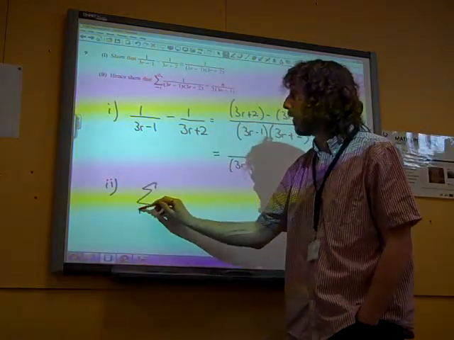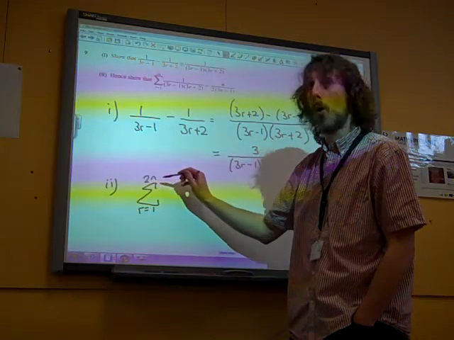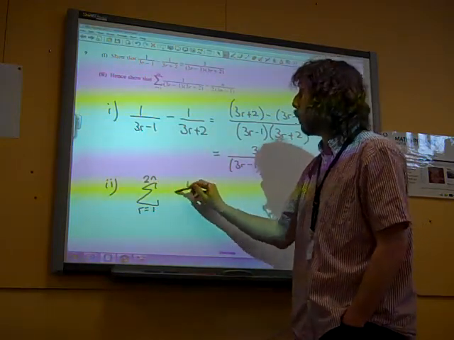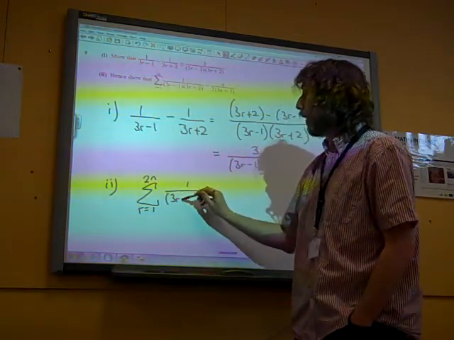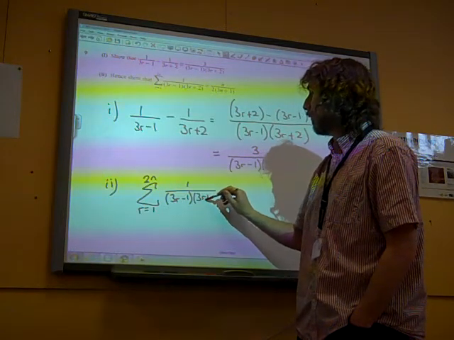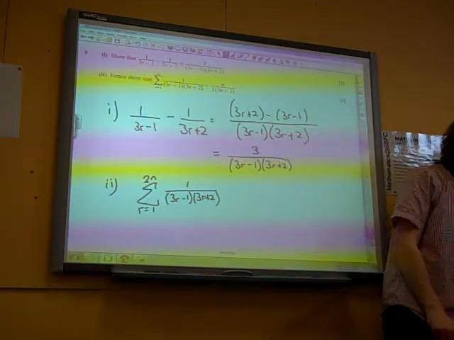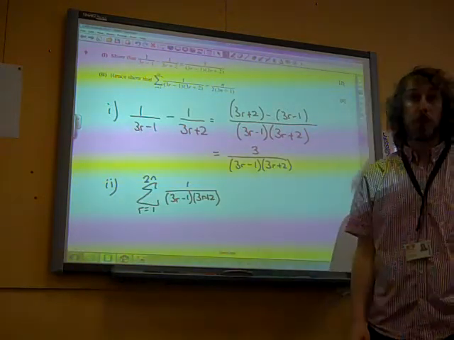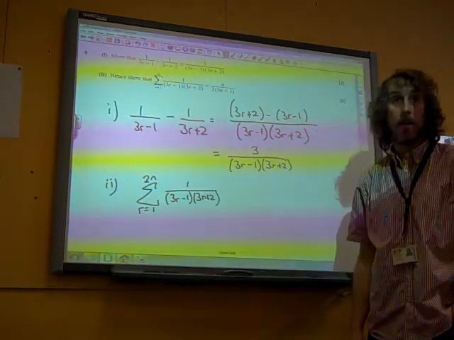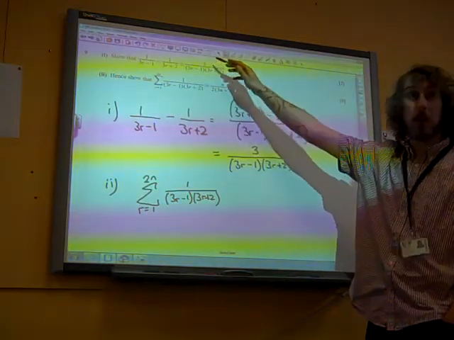We've got the sum as r goes from 1 to 2n of 1 over 3r minus 1, 3r plus 2. Well, in 2 ways that's different to what we normally get. We normally just go to n, and normally this is the same as what was up here.